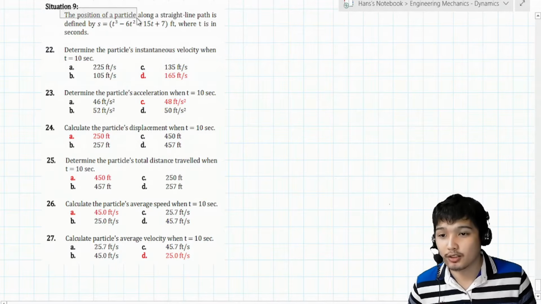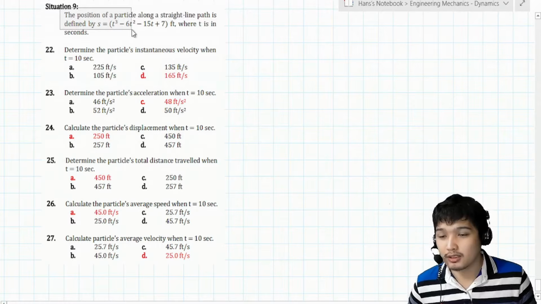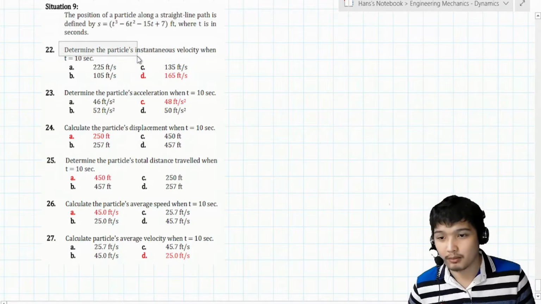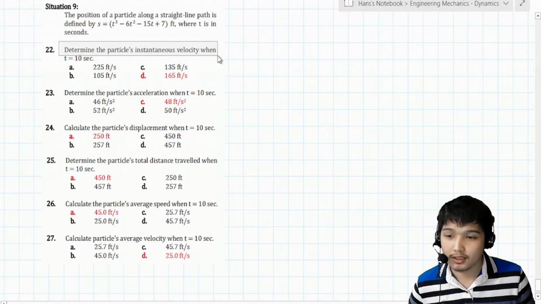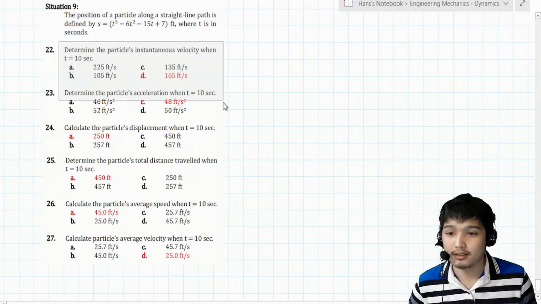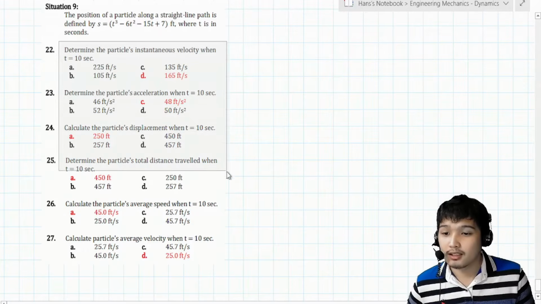It says here, the position of a particle along a straight line path is defined by s is equal to t cubed minus 6t squared minus 15t plus 7 in feet, where t is in seconds. Many things are asked, guys. First is determine the particle's instantaneous velocity when t is equal to 10 seconds. Determine the particle's acceleration when t is equal to 10 seconds. Calculate the particle's displacement when t is equal to 10 seconds. Determine the particle's total distance traveled.